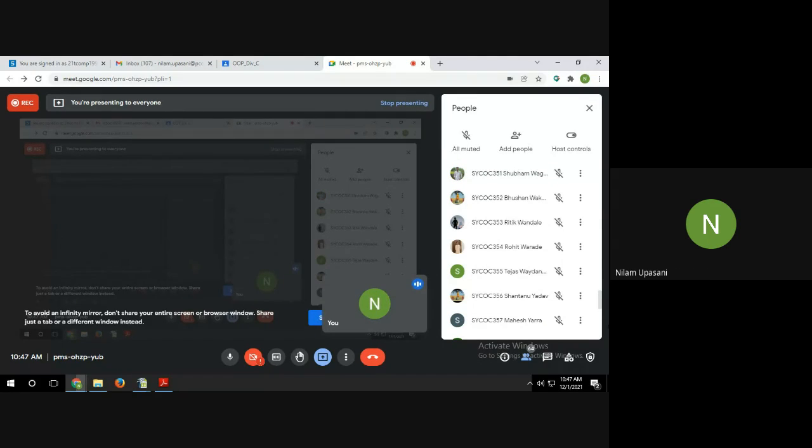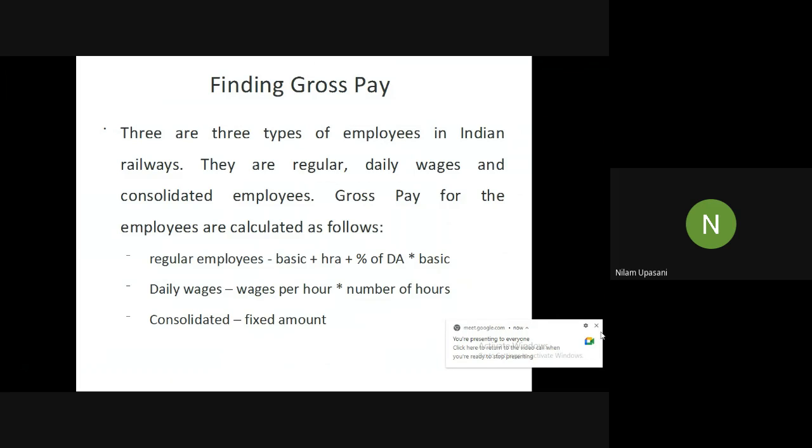So my question was, have you understood the problem statement? What are we supposed to calculate here? Yes, ma'am, to find the gross pay. Yes, gross pay. So here, what difference is there in this calculation and what common points are there?